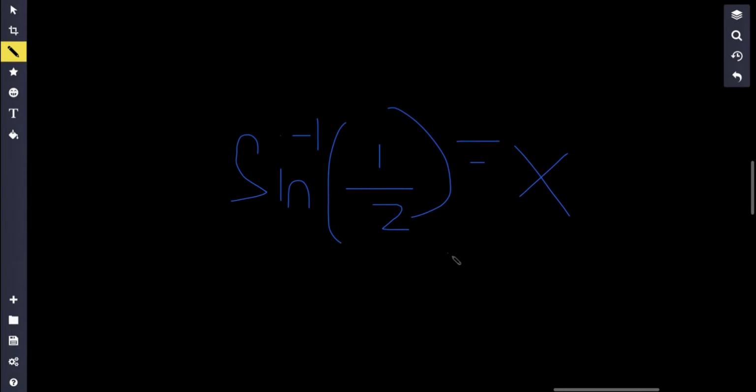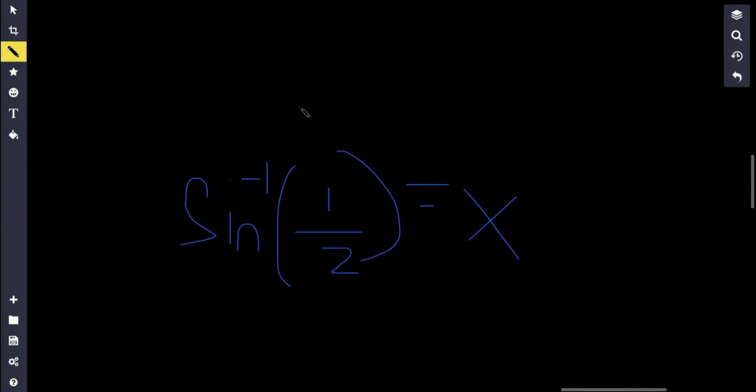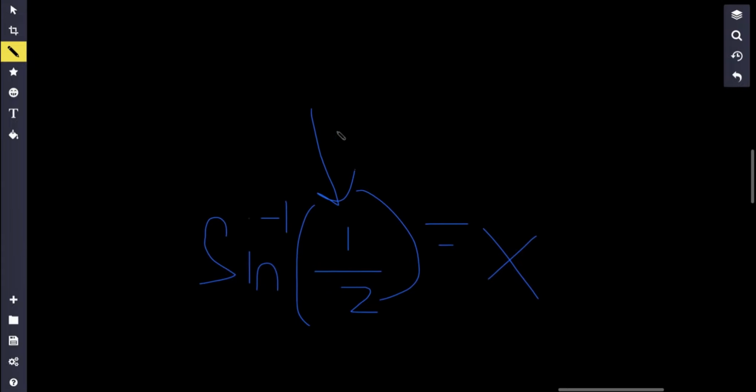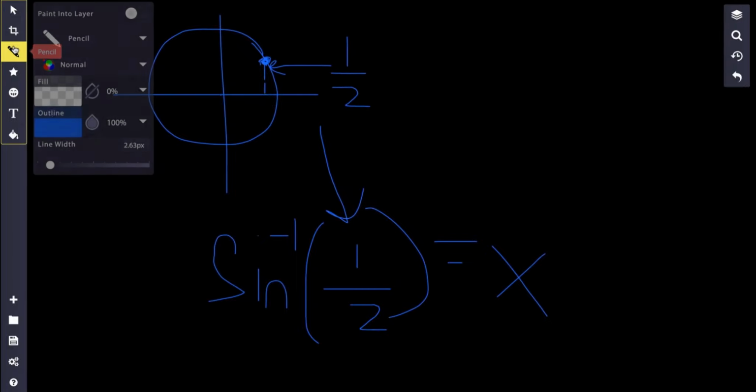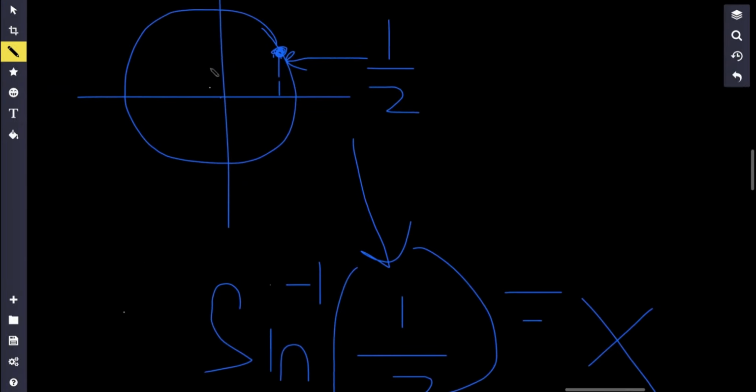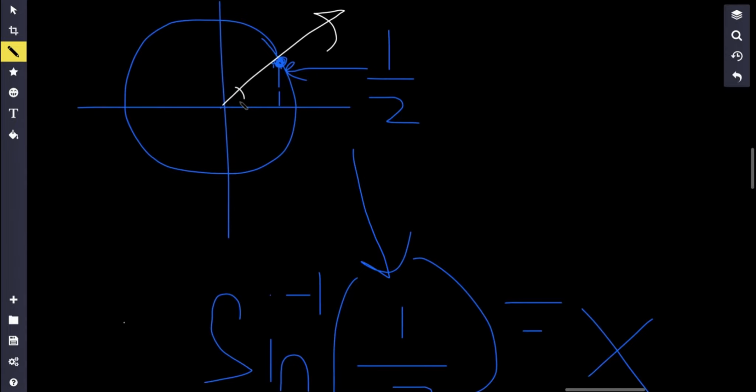Now, what is this going to be equal to? Well, restate the problem in simpler terms. So if we are given on our unit circle that whatever y value we have is equal to 1/2, find the angle that corresponds to it.